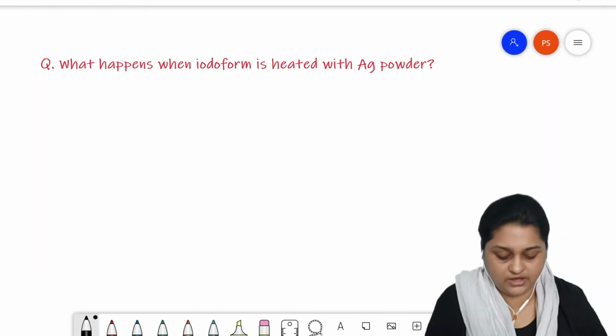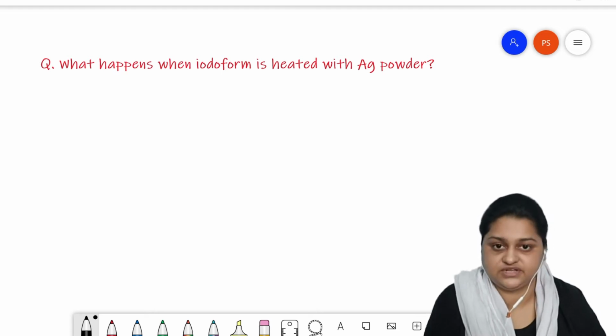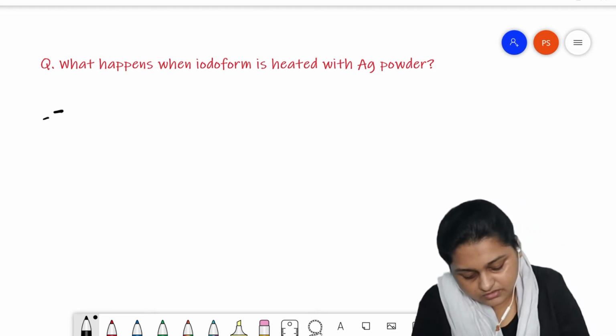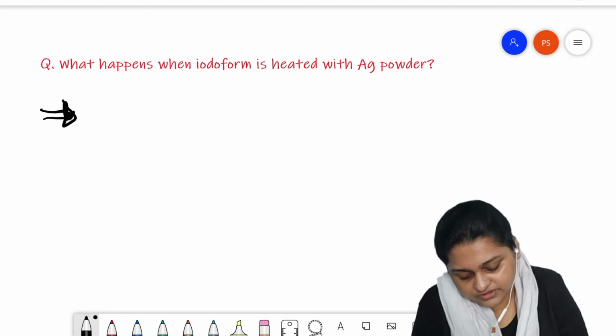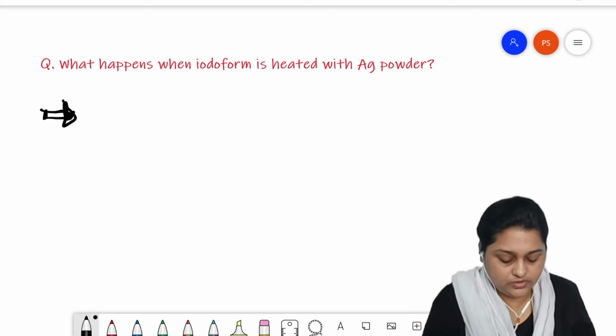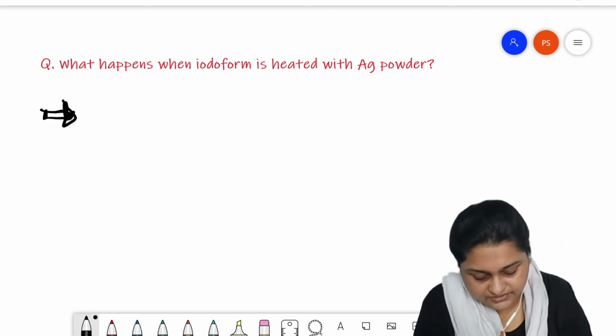What happens when iodoform is heated with silver powder? When iodoform is heated with silver powder, the following reaction takes place.